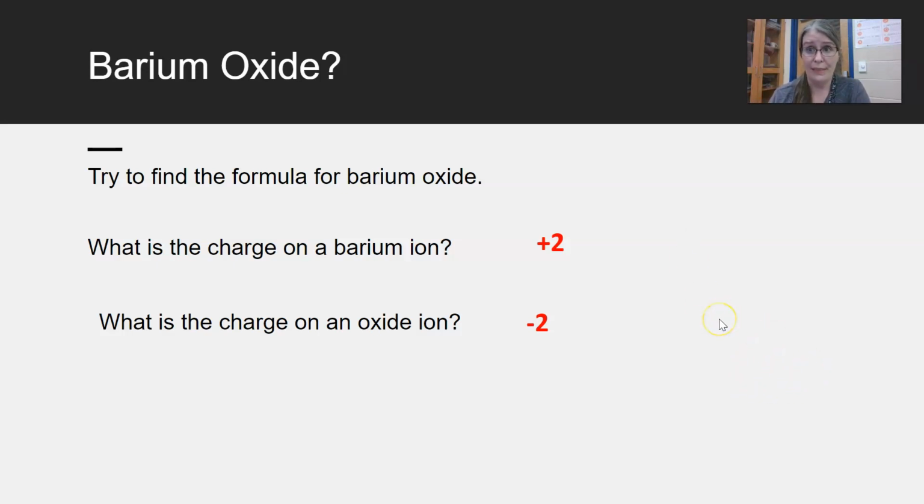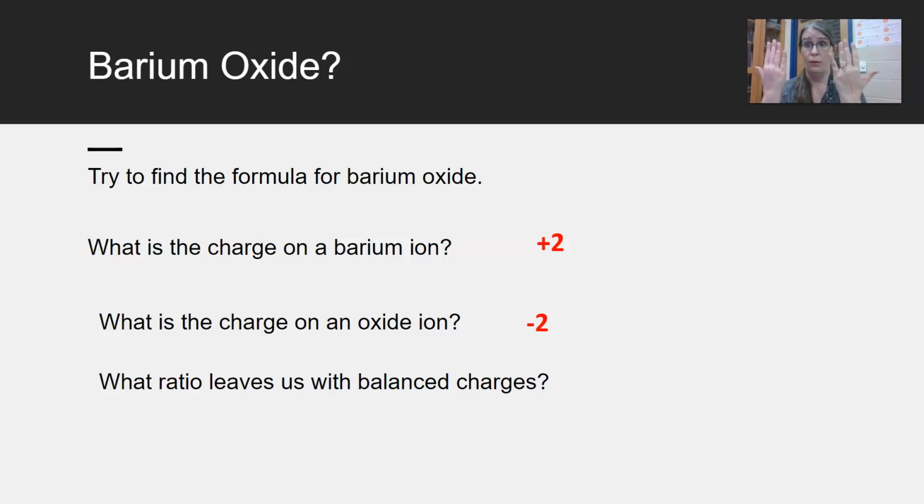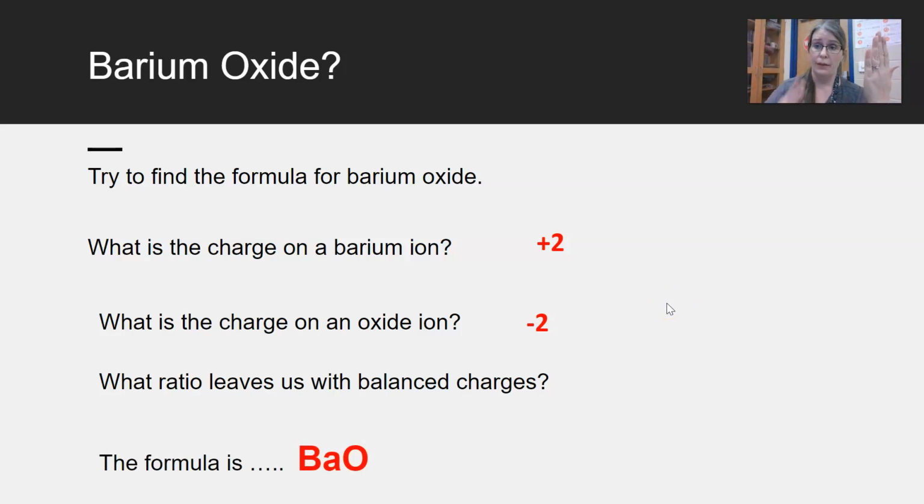Well, remember, we need to make this something that exists. Those charges have to cancel out. So what ratio of barium and oxygen leaves us with balanced out charges? That's pretty simple. Plus 2, minus 2, that's 0. So this is a pretty simple compound. It's just BaO. 1 barium plus 2 cancels out 1 oxygen minus 2.